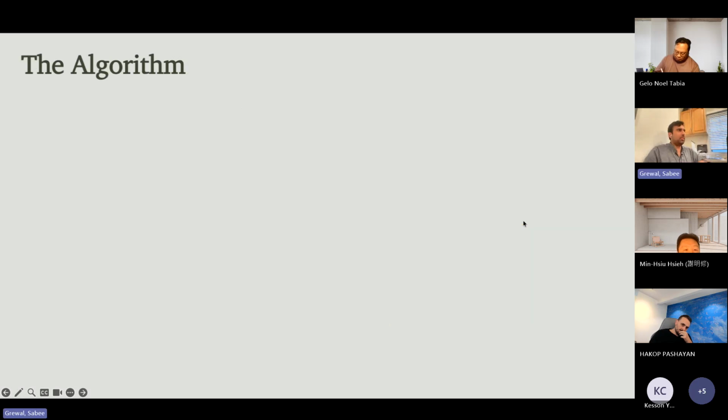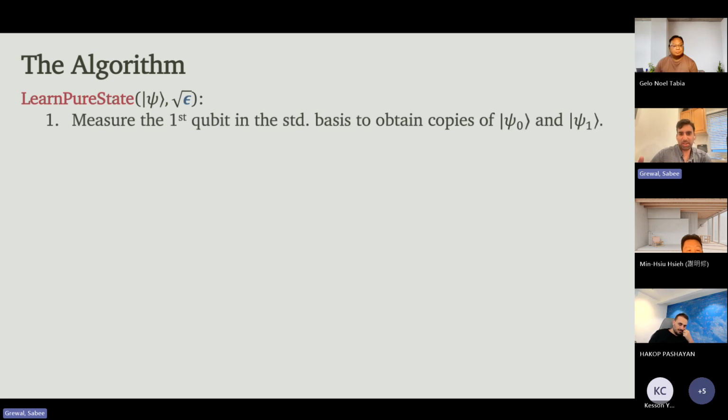Okay, so at this point, I want to give you the algorithm again, but slightly more specified. Not too much more, just some pseudocode. So we have our algorithm, learn pure state. The first thing it's going to do is measure the first qubit in the standard basis a bunch of times. Sometimes you'll see 0, sometimes you'll see 1, and you just categorize them into buckets.